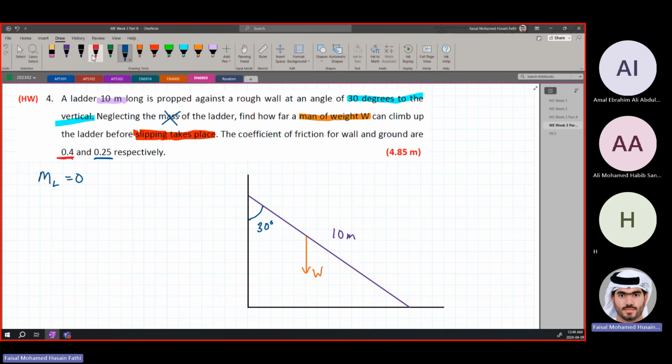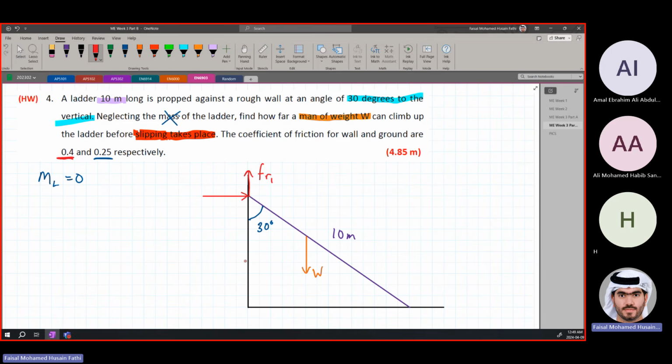Here we have a normal force, obviously, in this direction. And we're going to have a friction force. What is the direction of the friction force? It depends on the motion of the ladder. If the ladder is slipping, it is going to go downwards, right? If the ladder is slipping, it will fall down. So the friction force is going to be up. Not down, up. So this is our friction force.